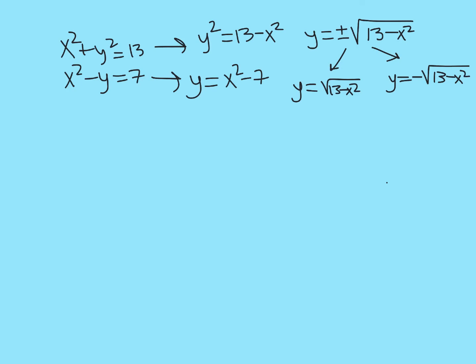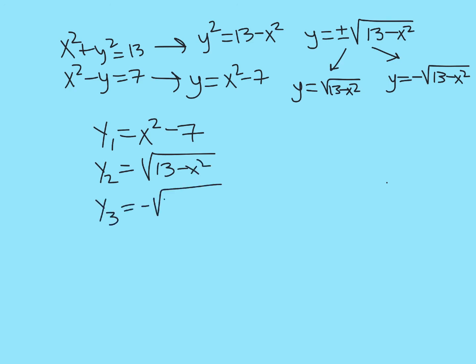So now you're going to put in 3 equations to your calculator. So go ahead, try to put these 3 in. I have y1 equals x squared minus 7. I'm going to put in y2 is equal to the square root of 13 minus x squared. And y3 is equal to negative square root of 13 minus x squared. I'm going to put all 3 of these in.